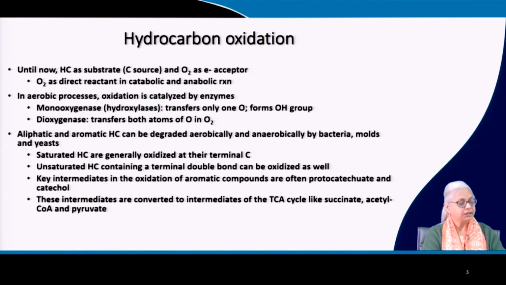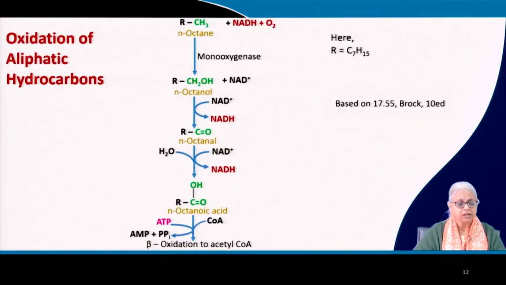Saturated hydrocarbons are generally oxidized at their terminal carbon. Let me just show you an example of that. So here we have n-octane, which is an aliphatic hydrocarbon, and you have a monooxygenase enzyme. So this monooxygenase enzyme, in the presence of oxygen as the terminal electron acceptor, will convert n-octane to n-octanol, and NADH will be converted to NAD+, and water is formed. This NAD+ is converted back to NADH and you get n-octanal, okay, and then you have various other steps in the process going to the beta oxidation of n-octanoic acid, where this particular compound will combine with acetyl-CoA.